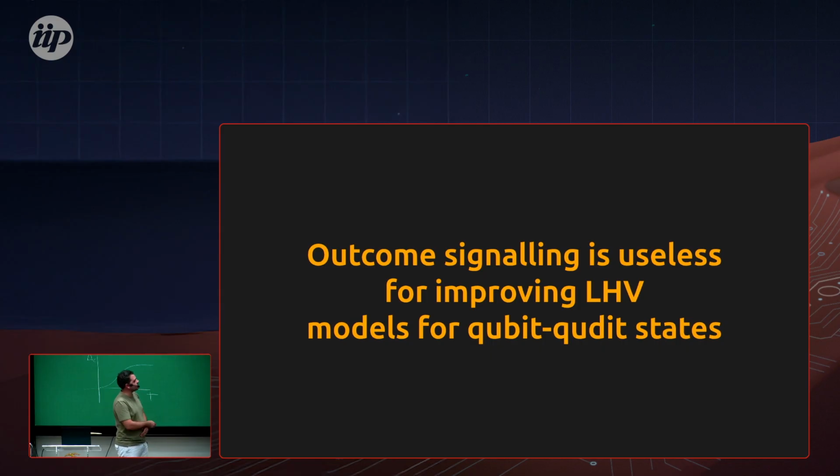Just rephrasing it, so outcome signaling is useless for improving LHV models for qubit states.